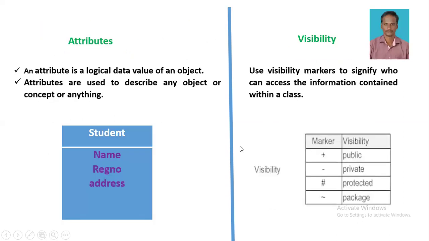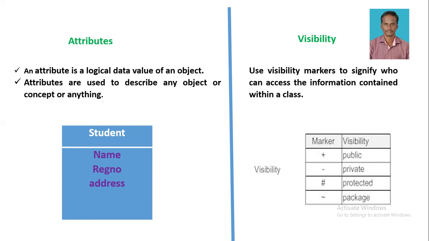Next, we will see what attributes are in the class diagram and what the visibility mode is. We already discussed that an attribute is a logical data value for the given object, and attributes are used to describe any object or concept. For example, if you consider a student, then the attributes of the student are obviously name, register number, address, and so on.